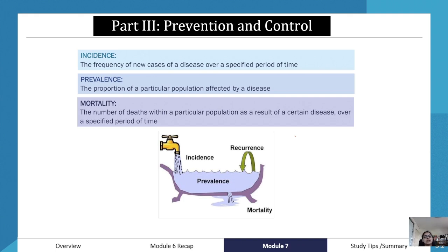And mortality is the number of deaths within a particular population as a result of it. COVID-19 mortalities differ worldwide, but we look at them globally, nationally, and also based on different states as well.